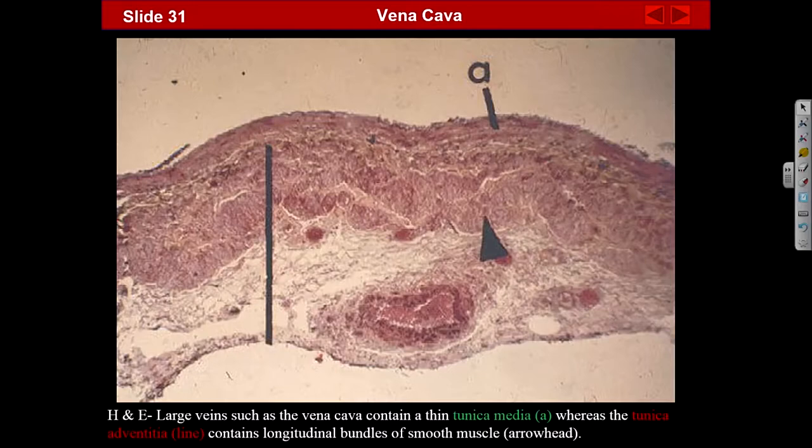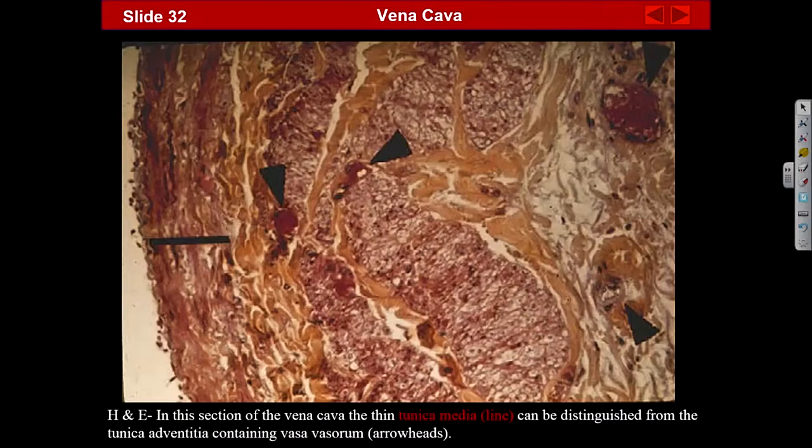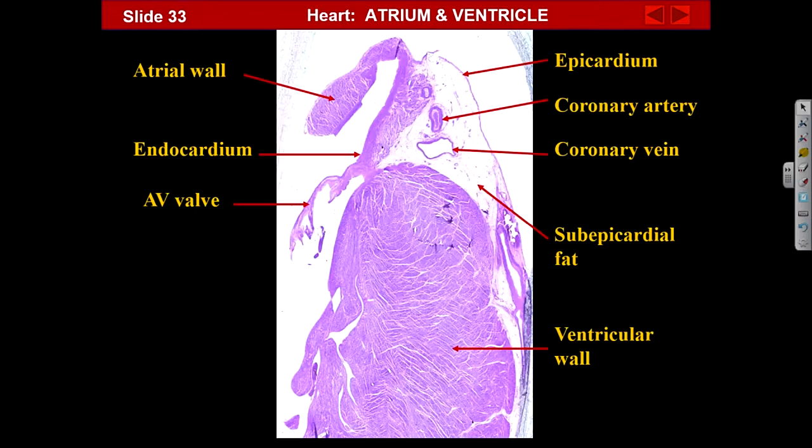Okay, slightly high power view now. So again, vena cava, here's the lumen, here's the tunica media, right? Smooth muscle running this way, circumferentially. And now you can see perpendicular bundles of smooth muscle in the adventitia, going out from here. So these are running in and out of the board. These are running circumferentially around the board. And then here we have a vasa vasorum, a vessel within the vessel. Questions? Vasa vasora, yeah, all the arrows are vasa vasora.